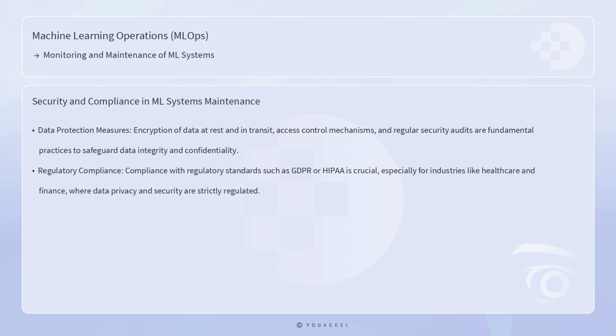Security and compliance are also paramount in the maintenance of ML systems. As these systems often handle sensitive data, it is essential to implement measures that protect against unauthorized access and data breaches. Encryption of data at rest and in transit, access control mechanisms, and regular security audits are fundamental practices to safeguard data integrity and confidentiality. Additionally, compliance with regulatory standards such as GDPR or HIPAA is crucial, especially for industries like healthcare and finance, where data privacy and security are strictly regulated.